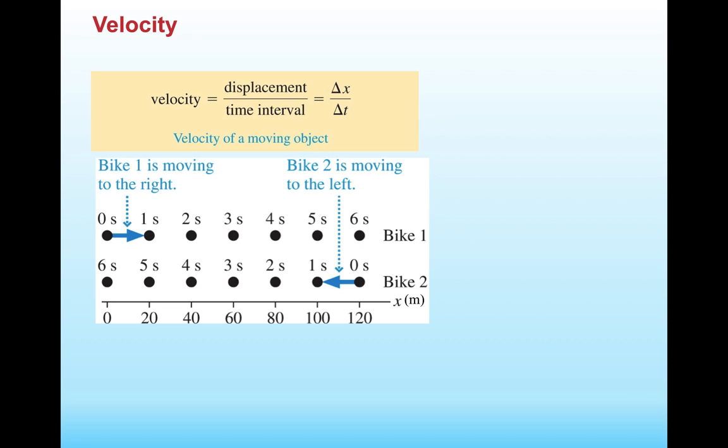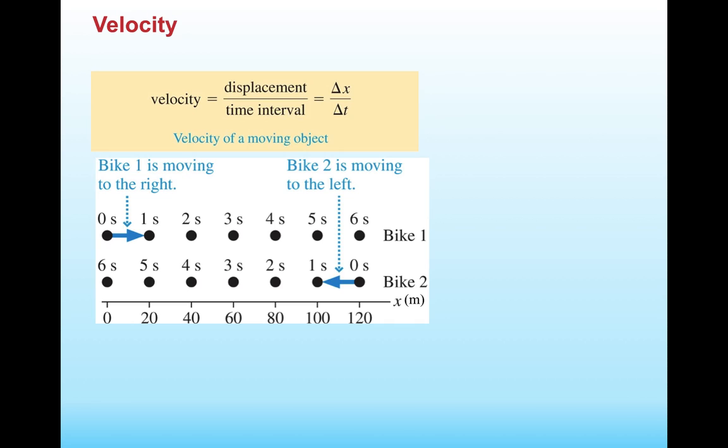Now let's look at the velocity. The velocity is equal to the displacement over the time interval. As we saw previously, displacement can be positive or negative depending on the direction that was traveled on the coordinate axis that you've chosen. So that means that velocity can be either positive or negative as well, and that denotes the direction of the travel.